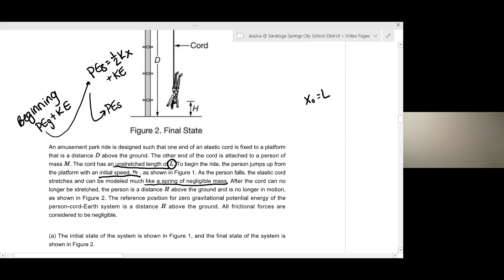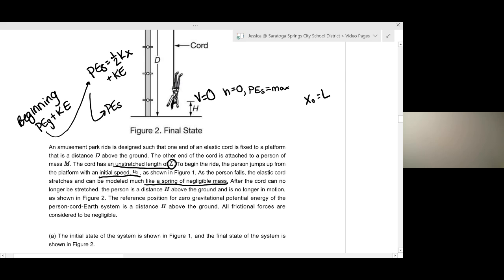So after the cord can no longer be stretched, the person is a distance h above the ground and is no longer in motion. So at this height where this person is here, v equals 0. The reference for 0 gravitational potential energy of the person, cord, earth system is a distance h. So this is also our h equals 0, which means at this lowest position, we only have spring potential energy. All frictional forces are negligible.